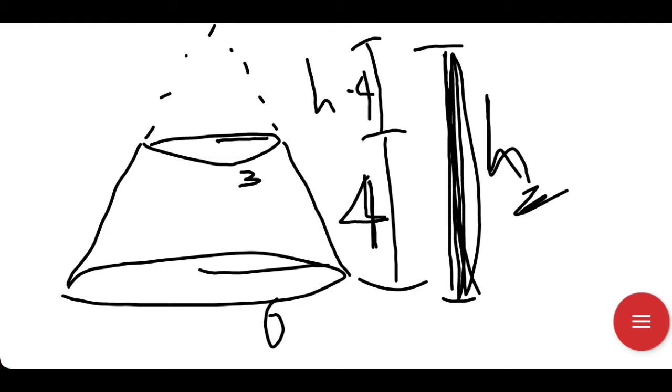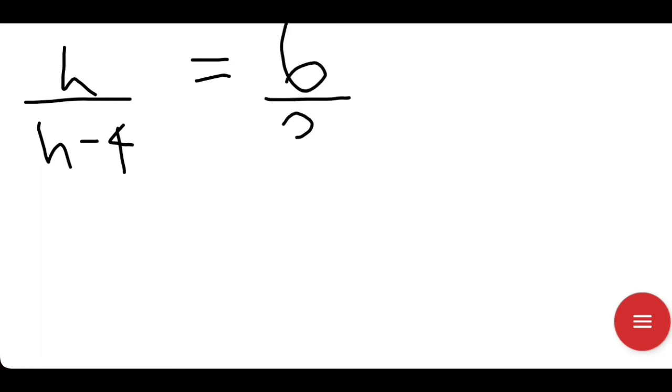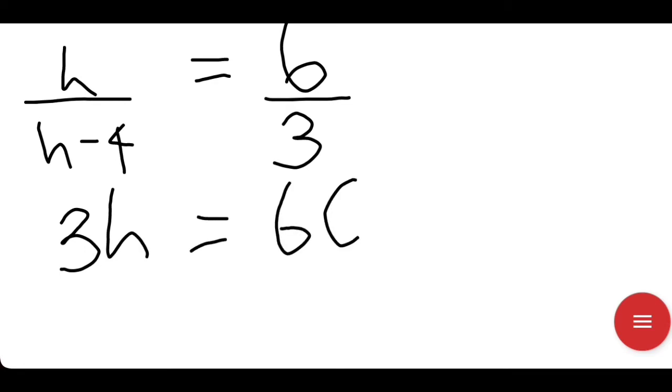Now, from here, we're going to lay some foundations in order to find our h. If I take the whole height of the cone, which is h, and I divide it by the height of the upper part, that should give me the whole radius over the radius of the small part. So from here, we will do cross multiplication. So 3h is equal to 6 into h minus 4. We are trying to find the height, which is h.